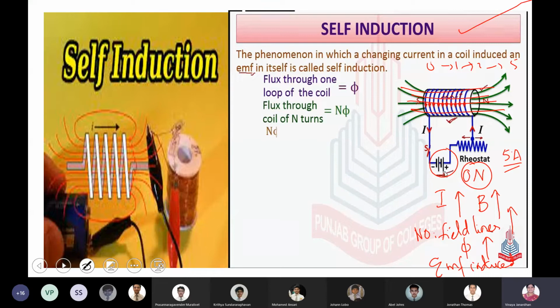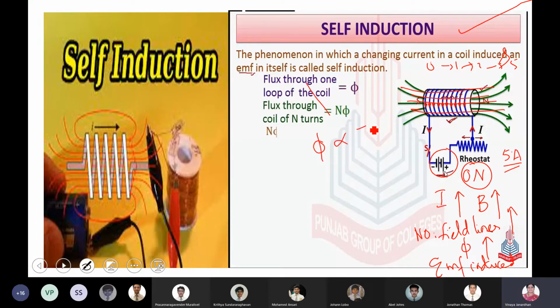Heading: self-induction. The phenomenon in which a changing current in a coil induces an EMF is called self-induction, and sometimes we call this EMF back EMF. We'll see why it is called a back EMF, right?